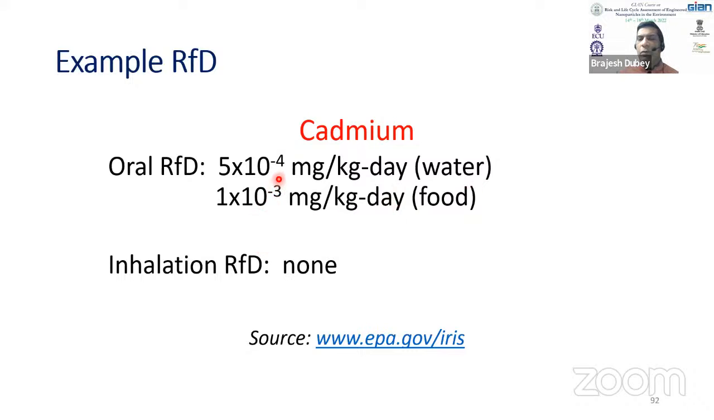It is much less for water, more for food. As you can see, if it's in water, it's easy to get into the bloodstream. So that's why the number is smaller for water. If it's in food, it will get consumed and then digested, and only part of it may come into our system. So that's why there is a different number for oral RfD for food. There is no inhalation value because cadmium doesn't go volatile. On this particular website, you can find reference dose numbers for all the contaminants that have been tested so far.